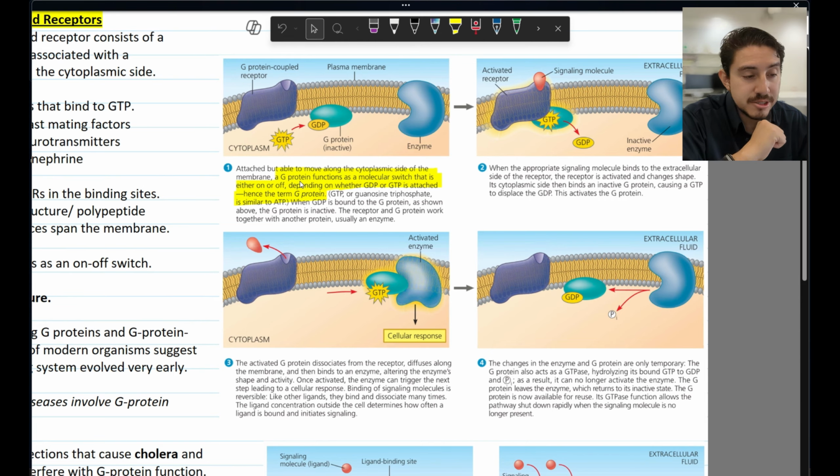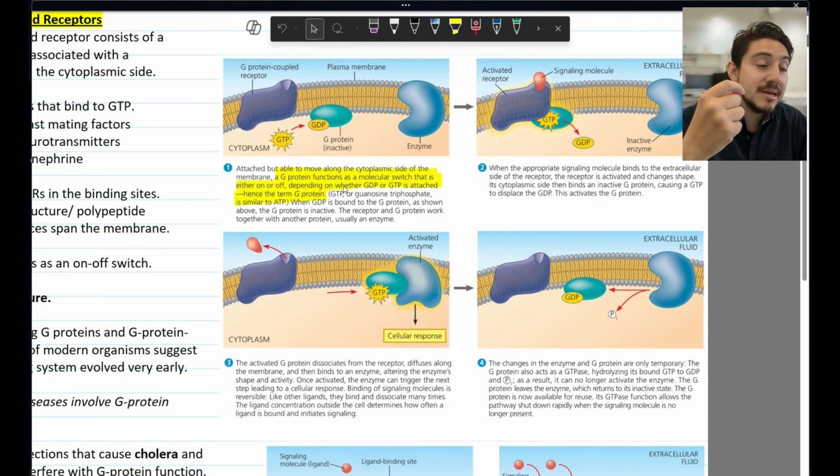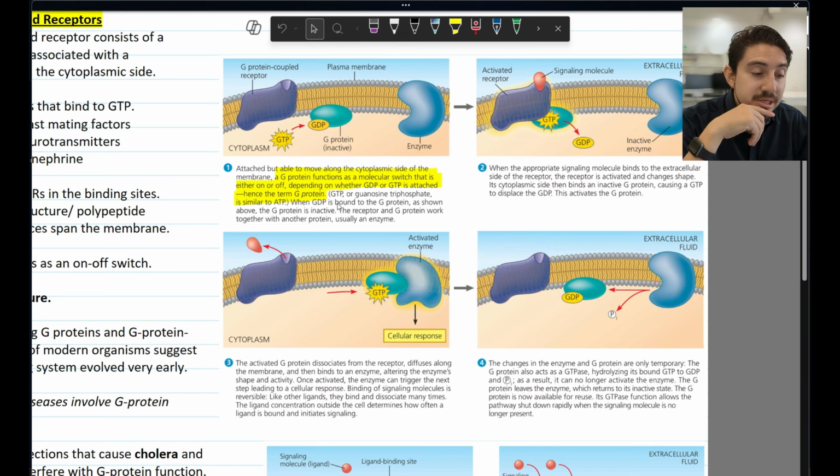A G protein functions as a molecular switch, like I mentioned before, that is either on or off, depending if it has a GDP or GTP molecule attached to it. So that's the whole reason why it's called a G protein. Okay. GTP, or guanosine triphosphate, similar to ATP there. When GDP is bound to the G protein, as shown above, the G protein is inactive. The receptor and G protein work together with another protein, usually an enzyme.